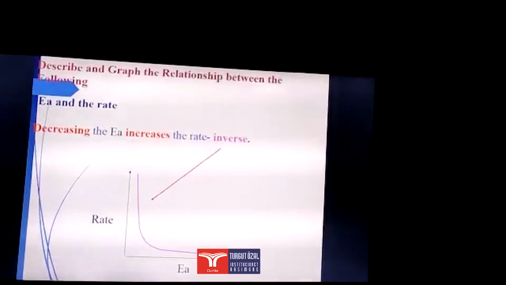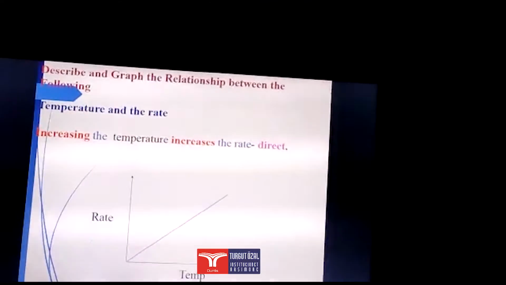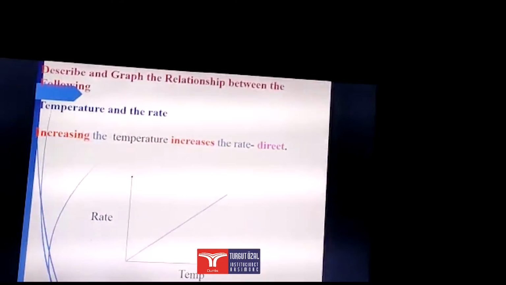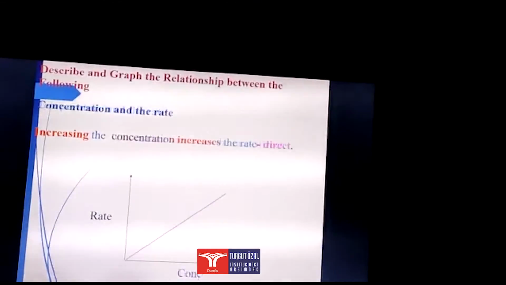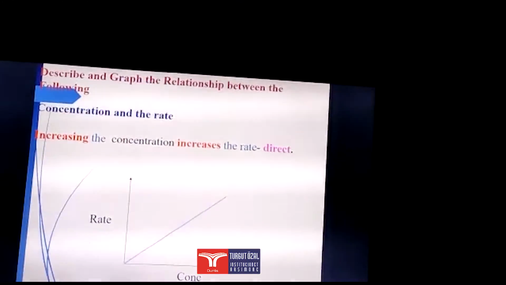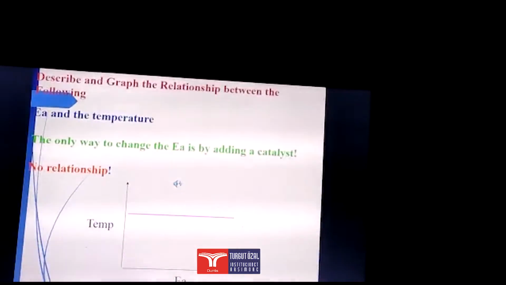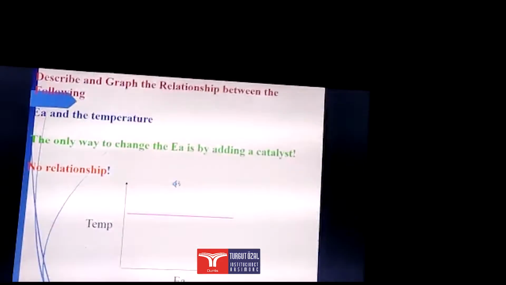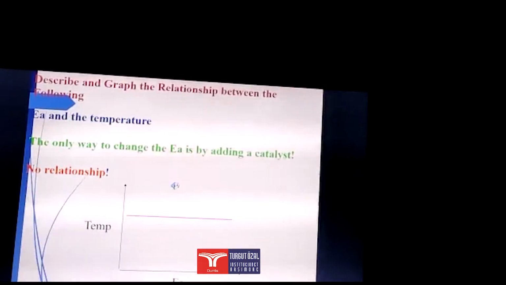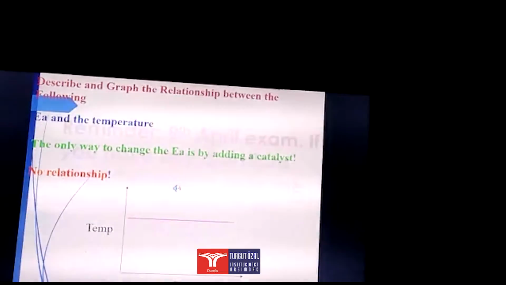Here we have the graphs. Decreasing the activation energy increases the rate: inverse relationship. Increasing the temperature increases the rate: direct relationship. Increasing the concentration increases the rate: direct relationship. Activation energy and temperature: the only way to change the activation energy is by adding a catalyst. No relationship.